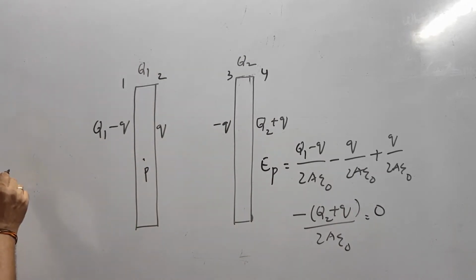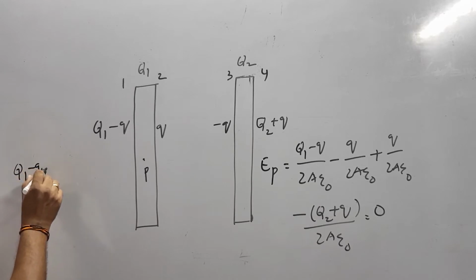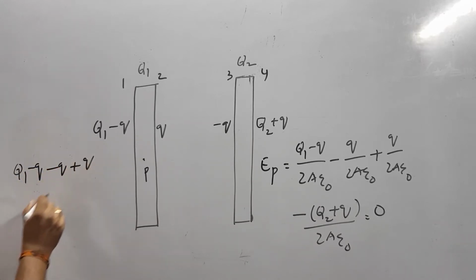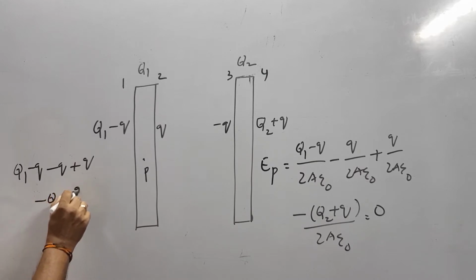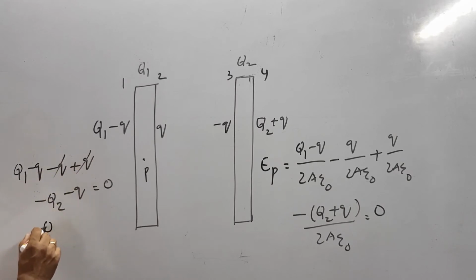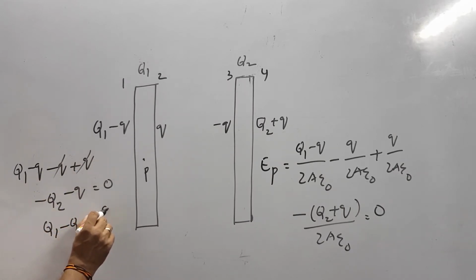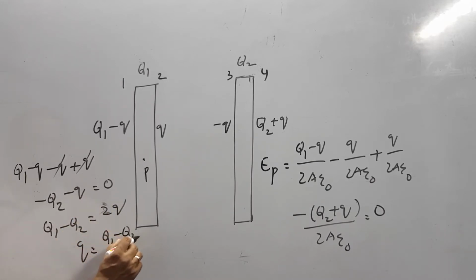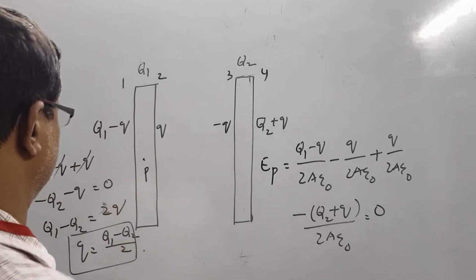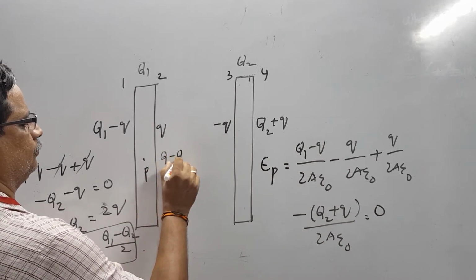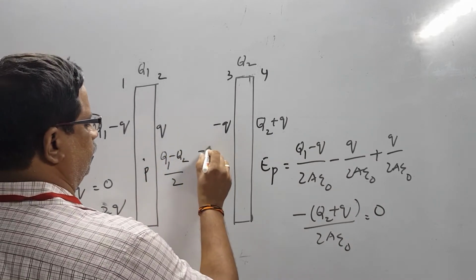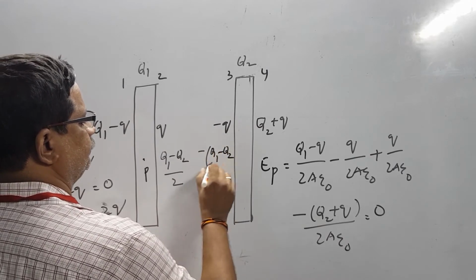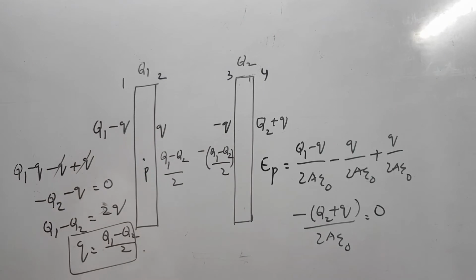Let us simplify this. So we will get Q1 minus Q, plus Q, minus Q2, minus Q, equal to 0. So plus Q and minus Q get cancelled. Q1 minus Q2 equal to 2Q, and therefore Q is equal to (Q1 minus Q2) divided by 2. This is a very important result. So now you have this charge as (Q1 minus Q2) divided by 2. So what about this one? It will be minus of (Q1 minus Q2) divided by 2. That is a very important result.